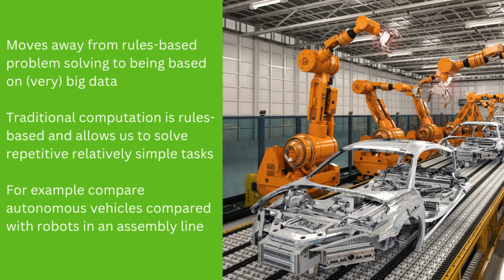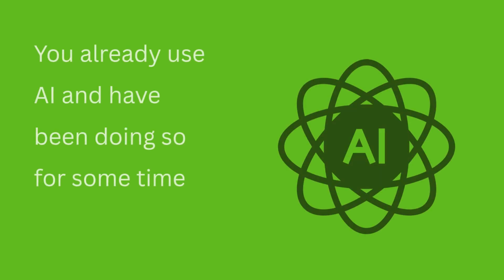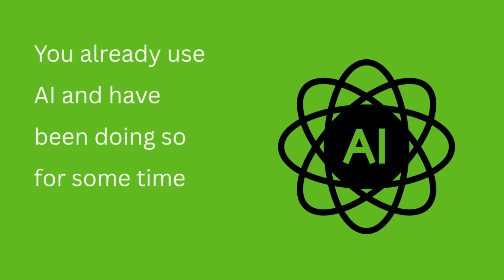But traditional computing might be able to solve problems where you've got robots performing routine, repetitive tasks in a completely controlled environment on an assembly line. That's really more of a traditional application of IT solutions, whereas AI is a very new idea, but it's also solving much more complex problems and dealing with much more complex environments. So, in some ways, we're already using artificial intelligence and have been doing so for some time.